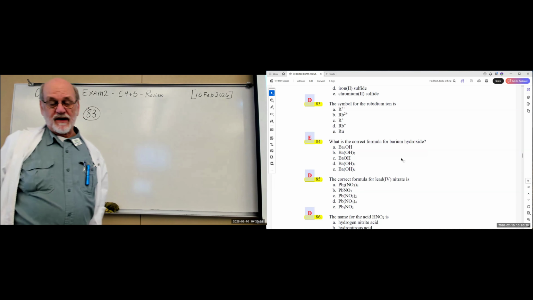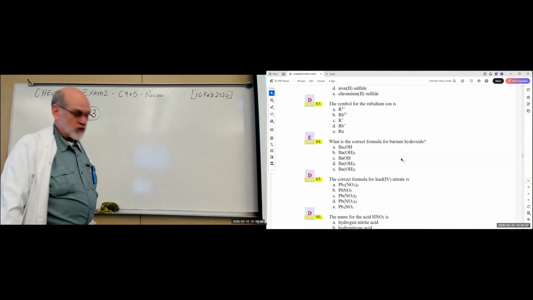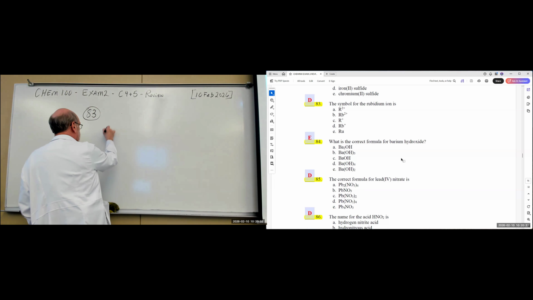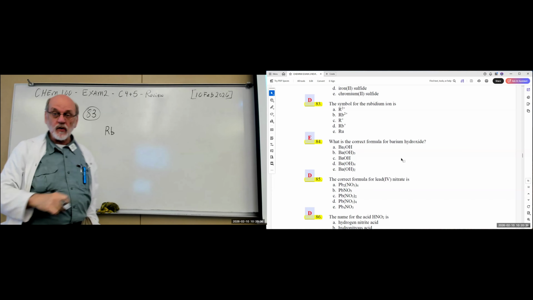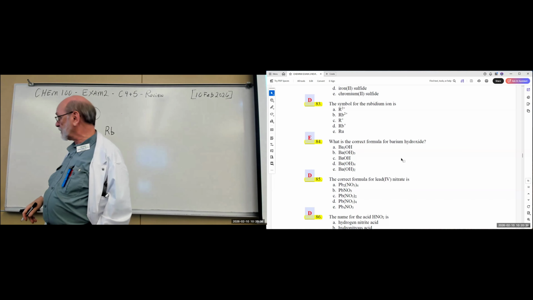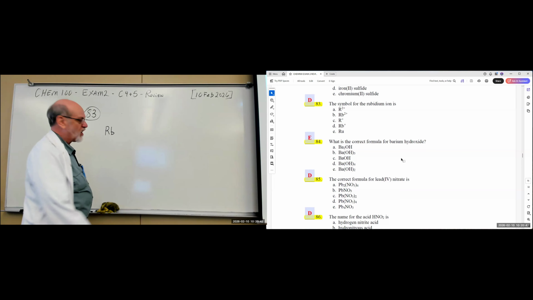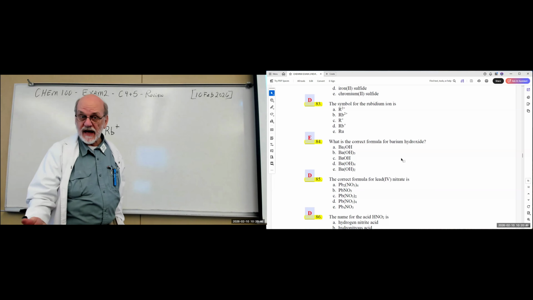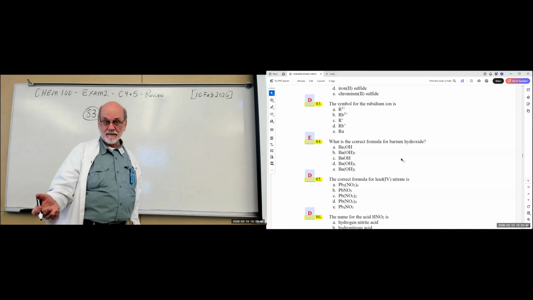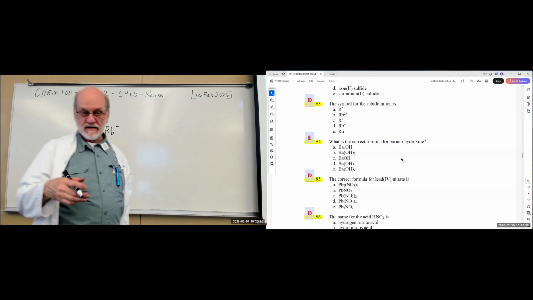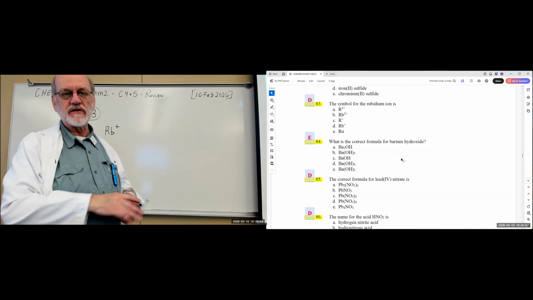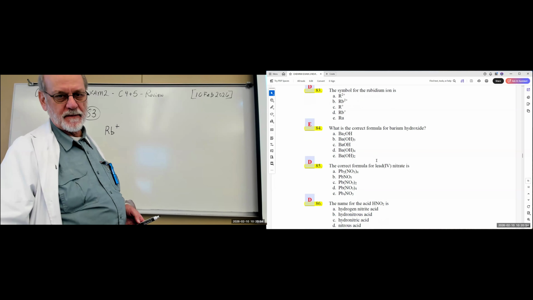Symbol for rubidium ion. All right. So we know that the element symbol for rubidium is that. Where is it located? Rubidium is an alkali metal, it always has a +1 charge when it's an ion. Right? So D, Rb +1 charge is the answer.